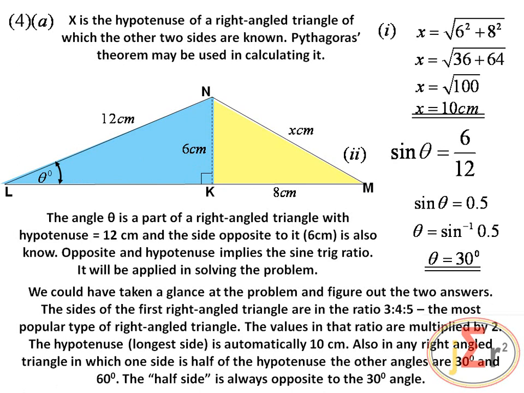And we are saying in here that also in any right angle triangle in which one side is half of the hypotenuse, the other angles are 30 degrees and 60 degrees. The half side is always opposite to the 30 degrees angle. So the half side, what do we mean by the half side? The side that is half of the hypotenuse. That one will be opposite to the 30 degrees angle.